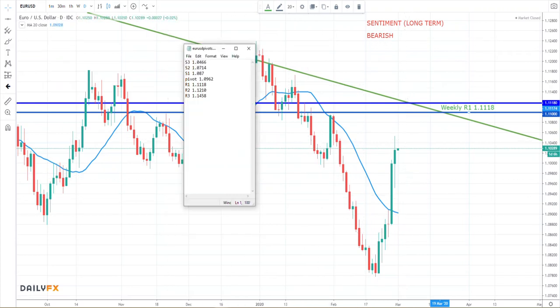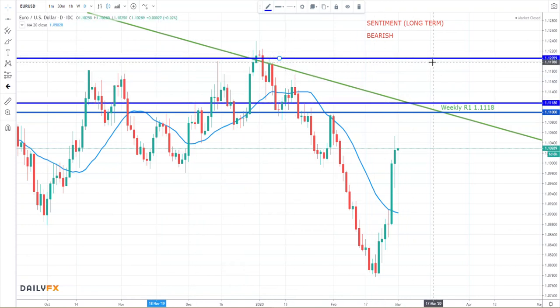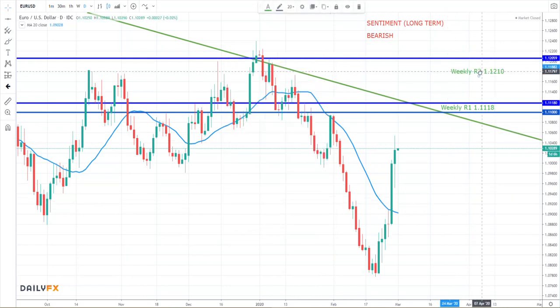Okay, so let's look at R2, $1.1210. Price could, right, spike all the way up here and then get pushed down. That's another reason why it's really dangerous to try to guess the top, because even if it did that, it would still be in the downtrend technically, and you don't want to get in the way of that. And you want to sell at the very top, so weekly R2 is up here.